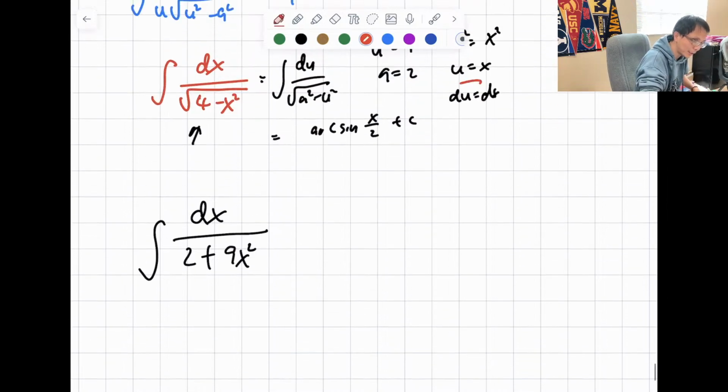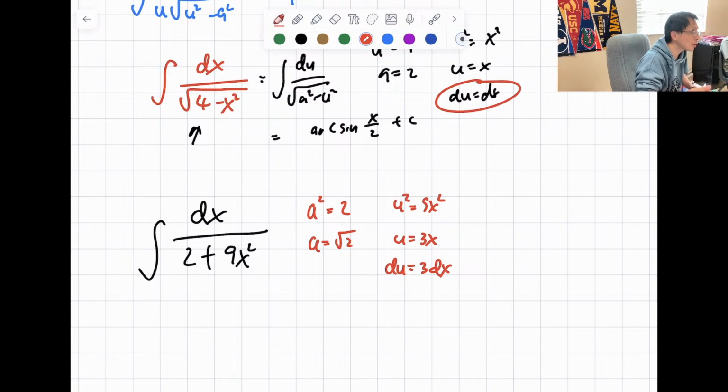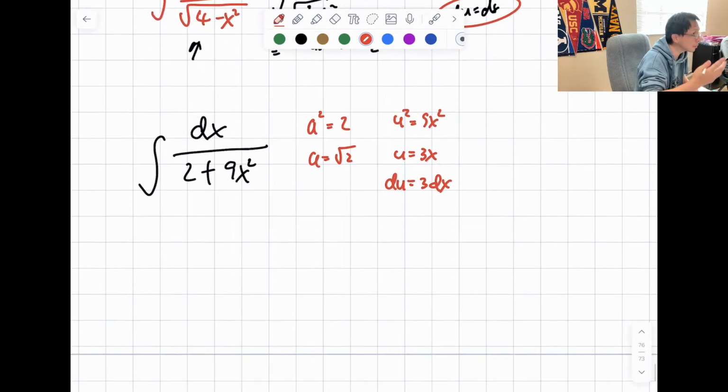I write it right here that you guys didn't pay attention, because a squared is equal to 2, a is equal to square root 2. u squared is equal to 3x squared, so it's 9x squared, sorry, 9x squared, and u must be equal to 3x. But you've also got to include du. This is what people usually don't pay attention to. I'm glad 2 or 3 students got it right.